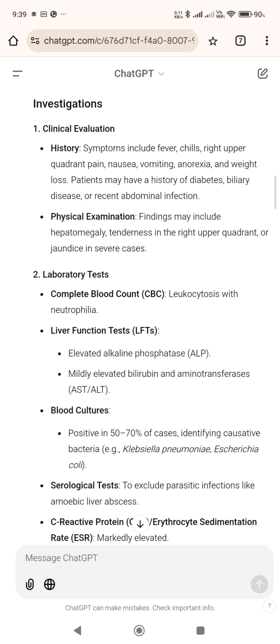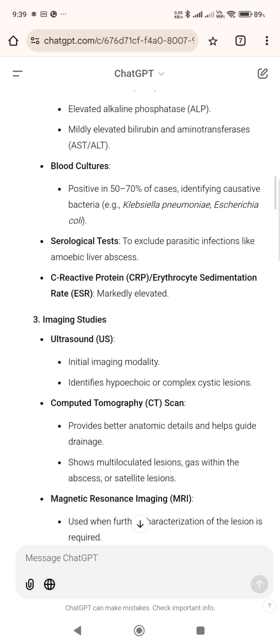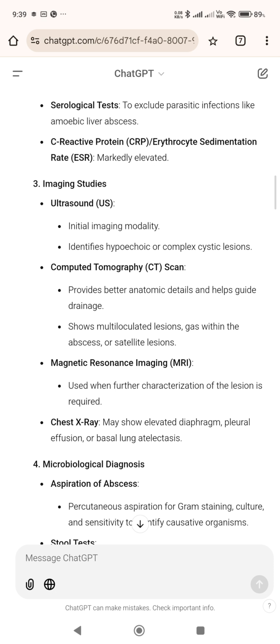2. Laboratory tests. Complete blood count: leukocytosis with neutrophilia. Liver function tests, LFTs: elevated alkaline phosphatase, ALP, mildly elevated bilirubin and aminotransferases, AST-ALT. Blood cultures: positive in 50 to 70% of cases, identifying causative bacteria, e.g. Klebsiella pneumoniae, Escherichia coli. Serological tests to exclude parasitic infections like amoebic liver abscess. C-reactive protein and erythrocyte sedimentation rate, ESR: markedly elevated.